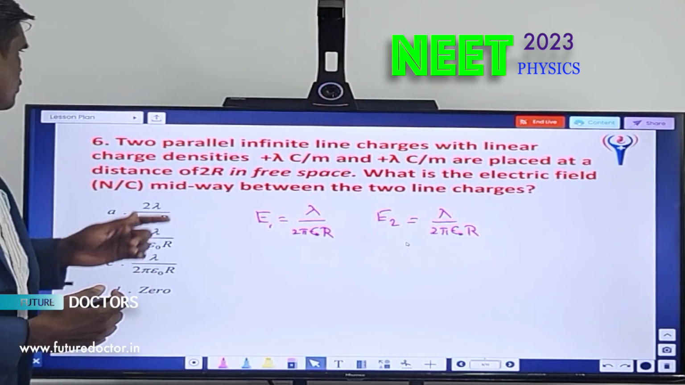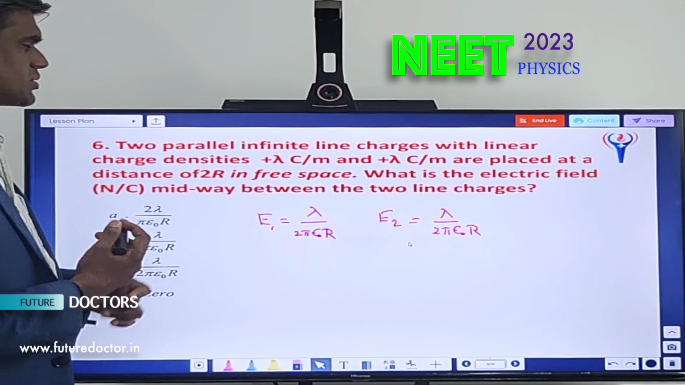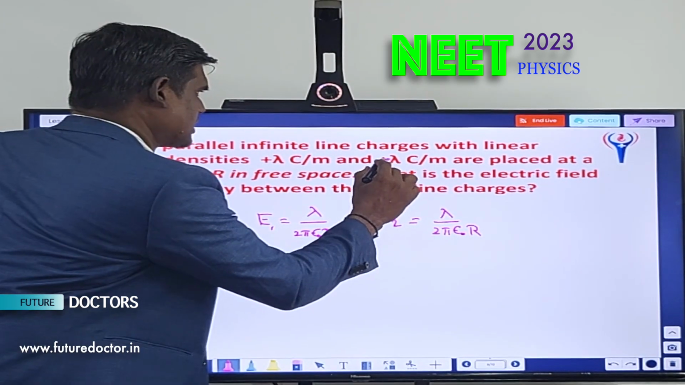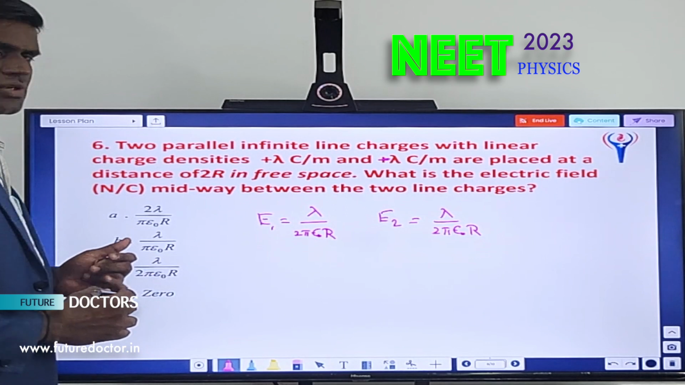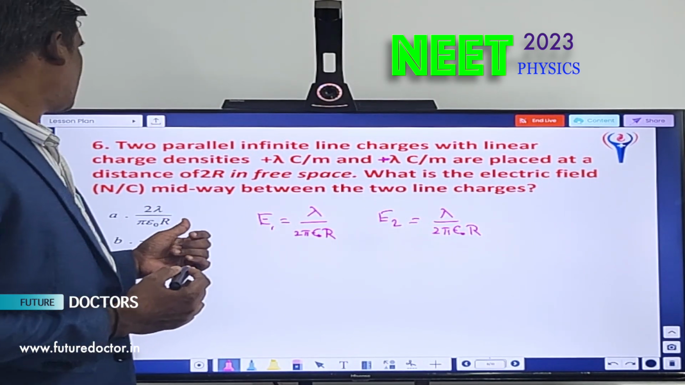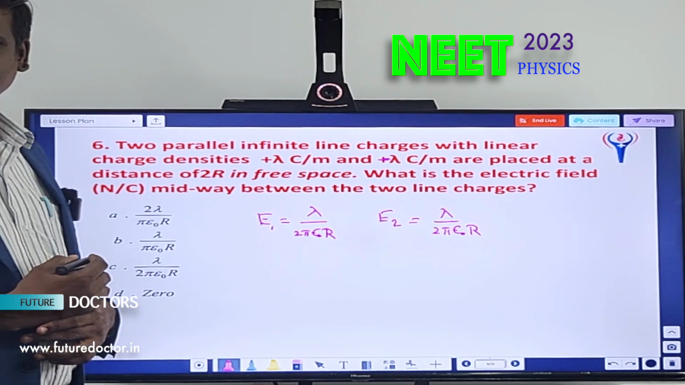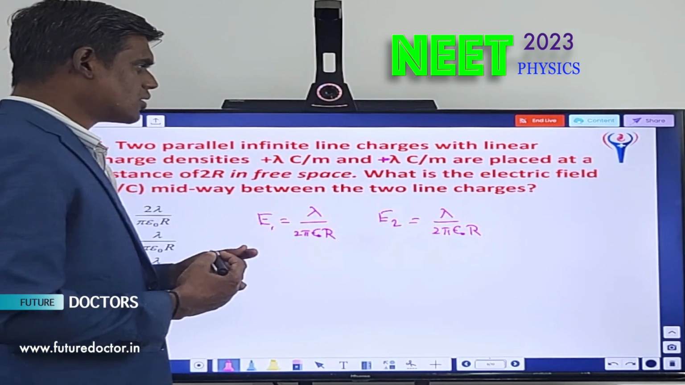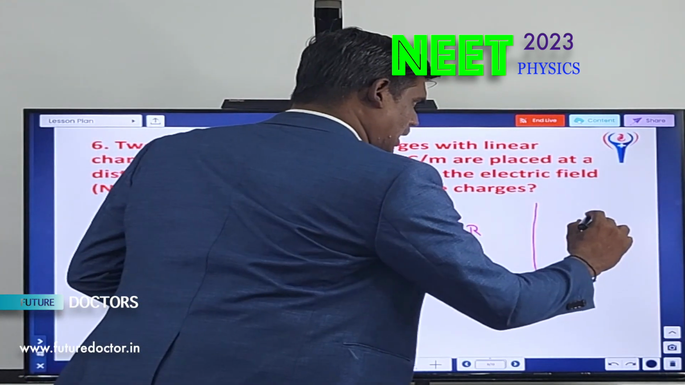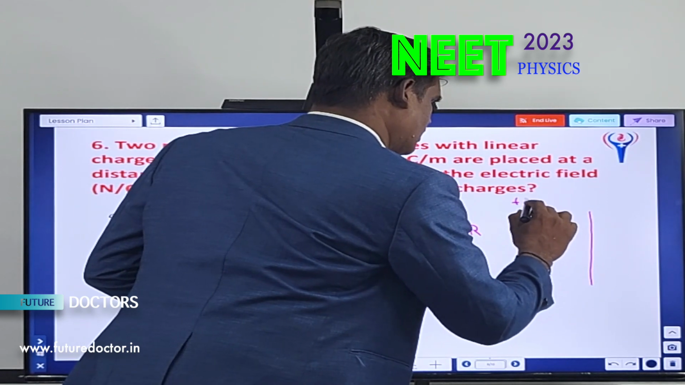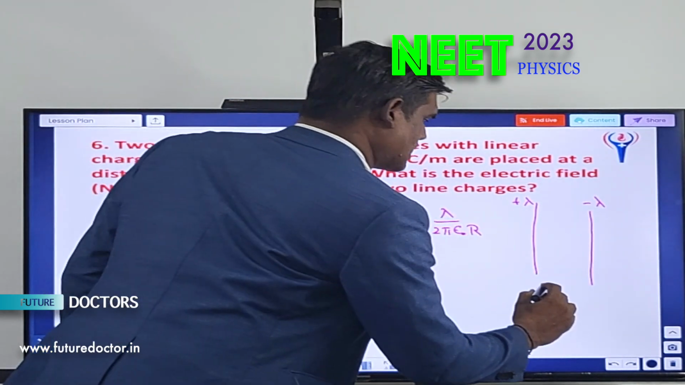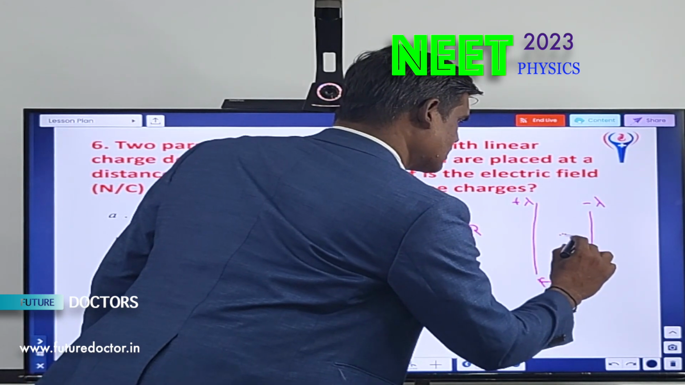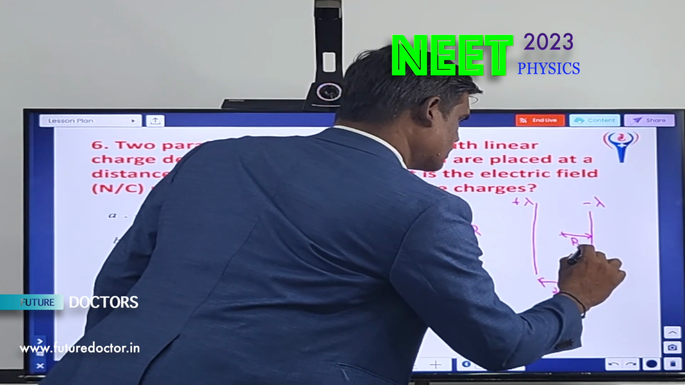Sixth question again: two parallel infinite line charges with linear charge densities plus lambda and minus lambda coulomb per meter are placed at a distance of 2R in free space. What is the electric field midway between them? E1 equals lambda by 2 pi epsilon naught R, and E2 is also lambda by 2 pi epsilon naught R. This is the diagram: plus lambda and minus lambda separated by 2R distance. So the middle is at R from both sides.